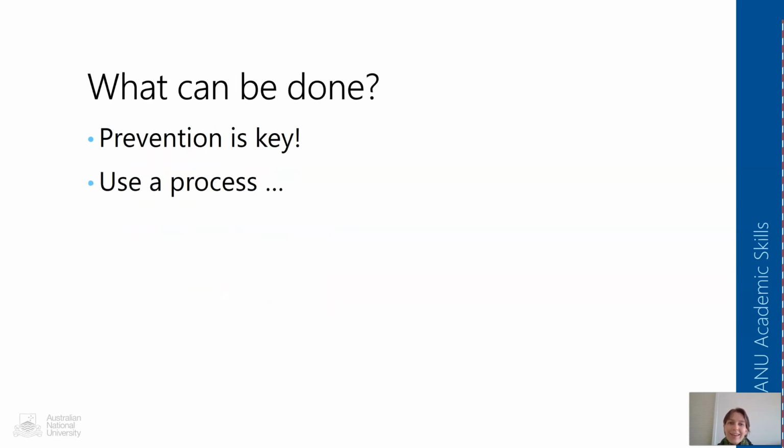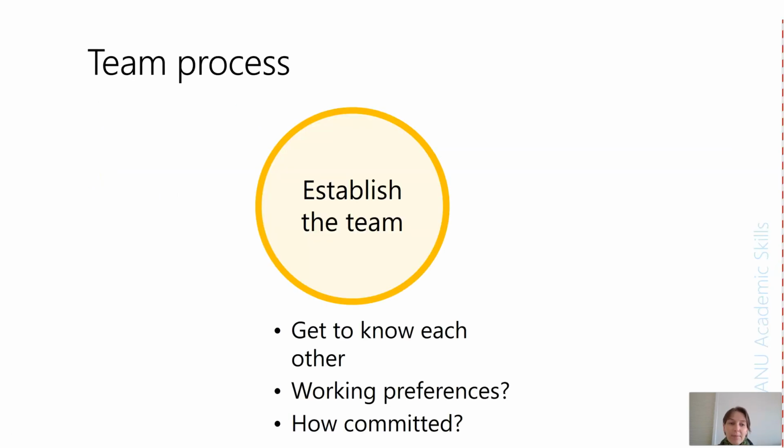So the key thing out of all of these problems really is that prevention is key. So it's useful to have a think about what process you are going to use as a team. The first step is really just to establish the team as a social group. So do spend the time to get to know each other first of all. Have a chat about what your working preferences are.